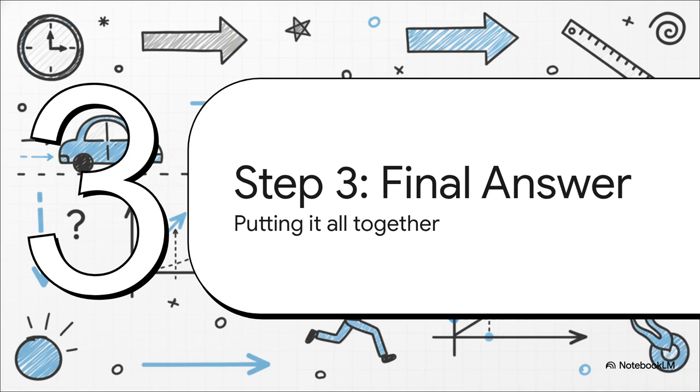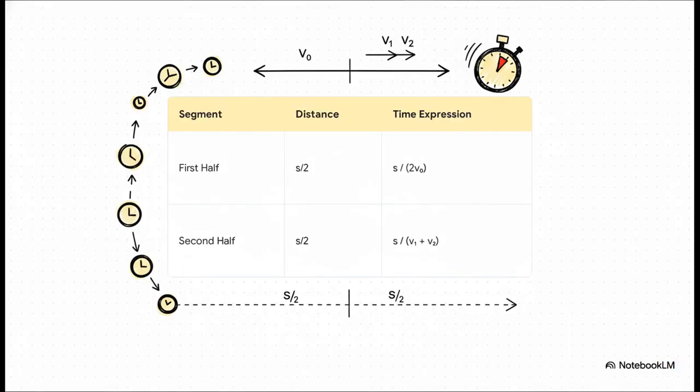Awesome. We've done the heavy lifting. We figured out an expression for the time it took for the first half and for the second half. Now, it's just a matter of putting it all together to get our final answer. So let's just recap what we found. For both the first and second half, the distance was the same, s over 2. But because of how each half was described, one by distance, one by time, we got two totally different expressions for how long each took.